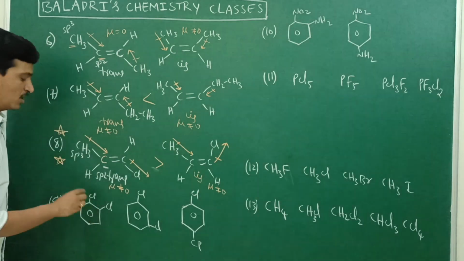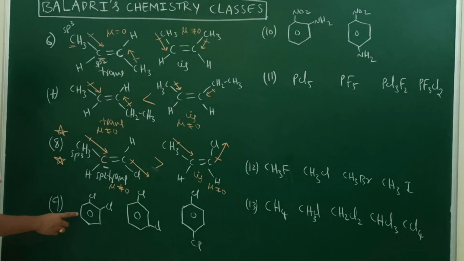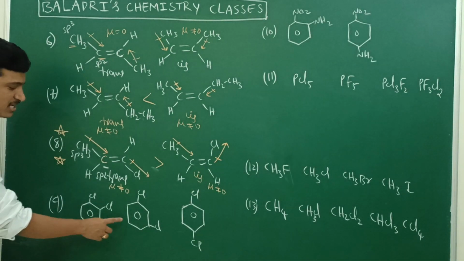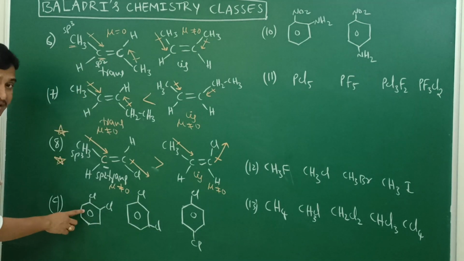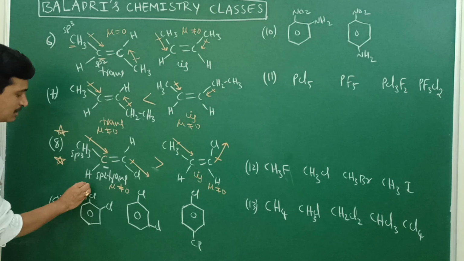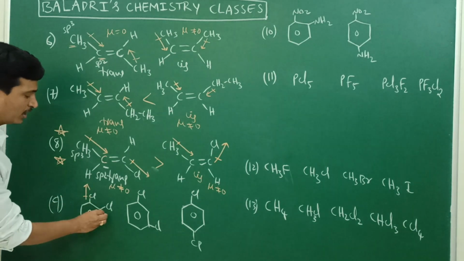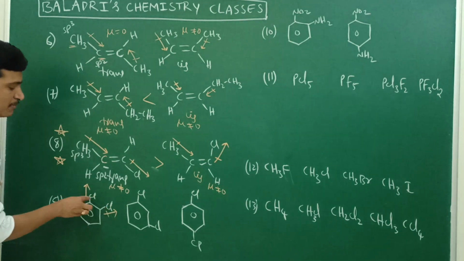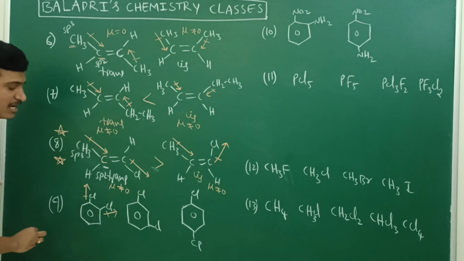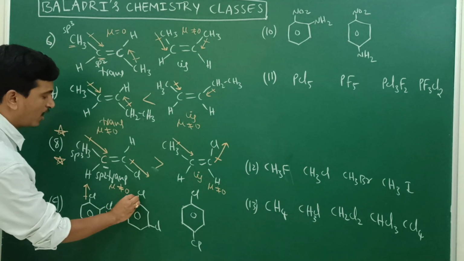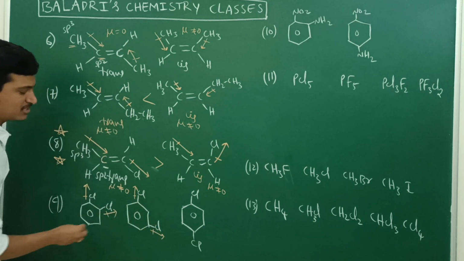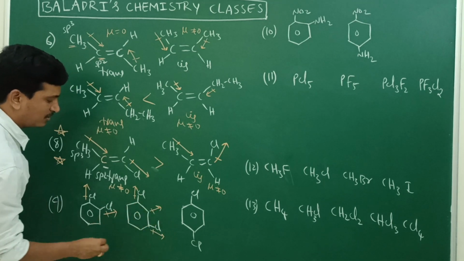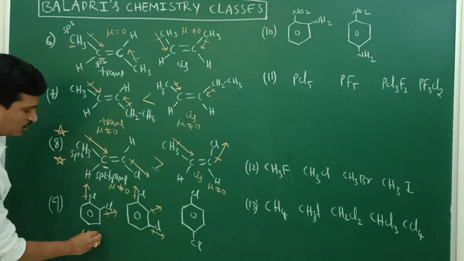Now come to the ninth example. Here ortho-dichlorobenzene, meta-dichlorobenzene and para-dichlorobenzene are there. Benzene is a planar molecule, you already know that. You can see the board here. Chlorine is more electronegative than carbon. That's why both the vectors in the ortho position are in a similar direction. Now in the meta case, these two vectors will be like this, and the resulting vector will be like this. So here the dipole moment is not equal to 0.